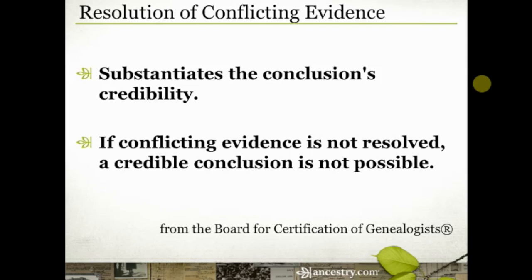On the BCG website, you're going to see this explanation. The purpose of this step is that it substantiates the conclusion's credibility. Basically what that means is that it allows you to say that the information you've collected is proof about a specific person's name, or maybe a date, or a location, or a relationship. Those are all individual pieces of information that we're collecting about people, and each one of them requires some kind of proof, or us to come to a conclusion that is credible based on the evidence that we've collected. If conflicting evidence is not resolved, then a credible conclusion is not possible. That means that you can put whatever you want in your tree, but it might not be accurate.